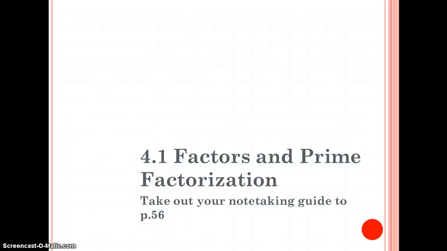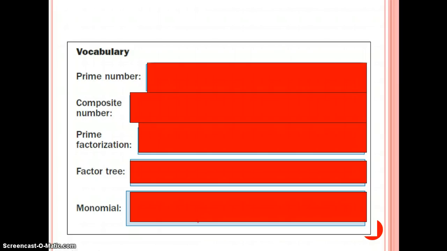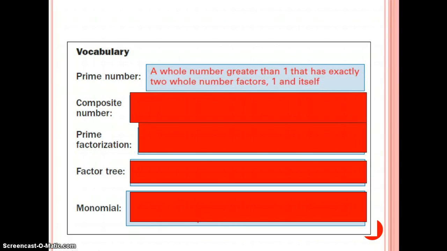Lesson 4.1, Factors and Prime Factorization. A prime number is a whole number greater than 1 that has exactly two whole number factors, 1 and itself.